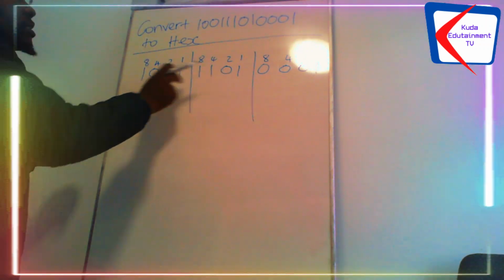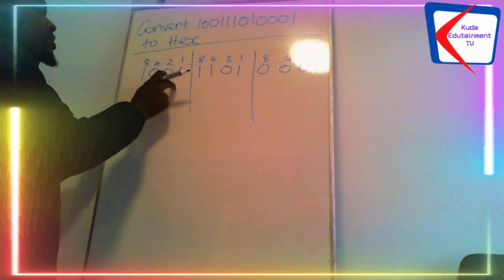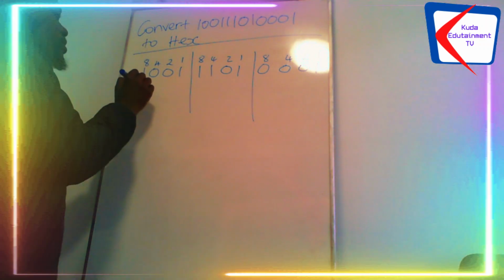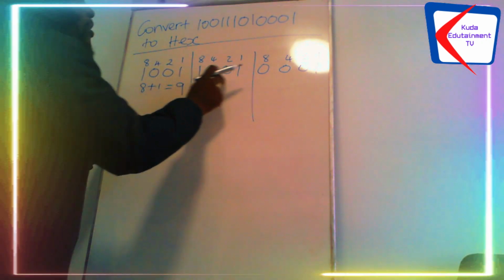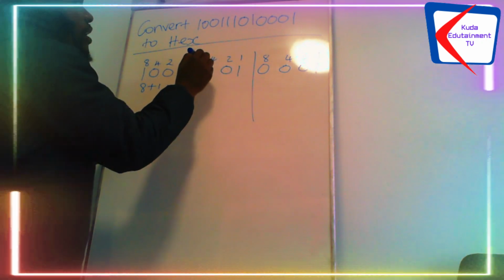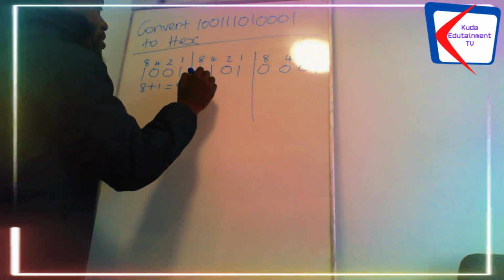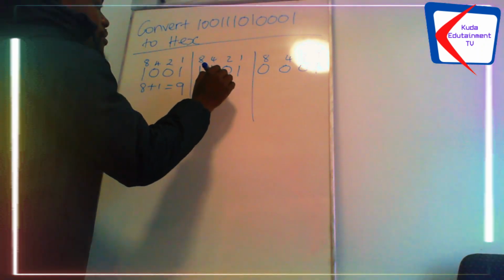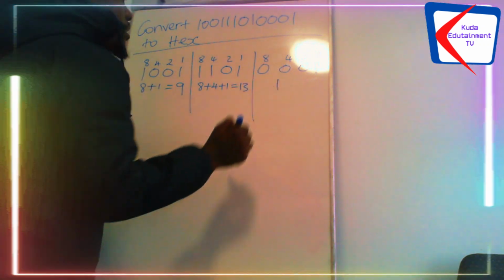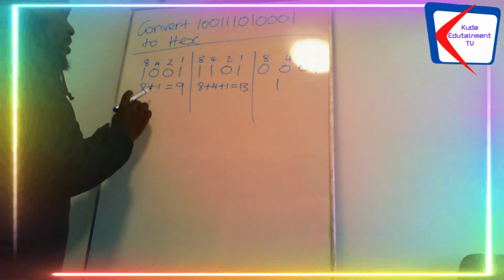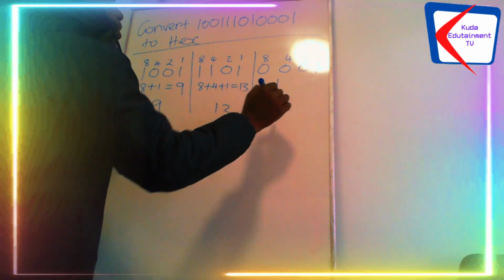And we add all the binary units that are switched on. In the first group, the binary units that are switched on are 8 and 1. So 8 plus 1 gives us 9. In the second group, the binary units that are switched on are 8, 4, and 1. So 8 plus 4 is 12, plus 1, we get 13. And in the last group it's only 1. So we have 9, then 13, and 1.